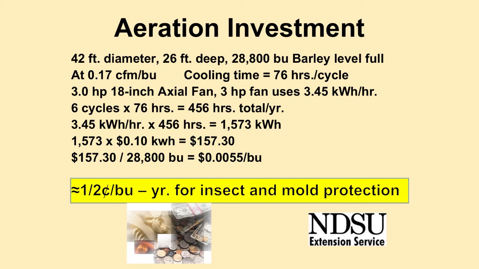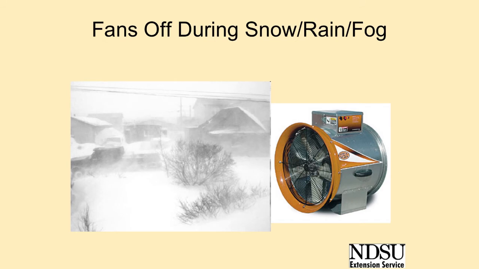Aeration is an extremely good investment. Operating the aeration system for 6 cycles during the year will only cost about 1/2 cent per bushel for insect and mold protection. Fans should be turned off during extended periods of snow, rain, and fog to prevent the moisture being blown into the bin.